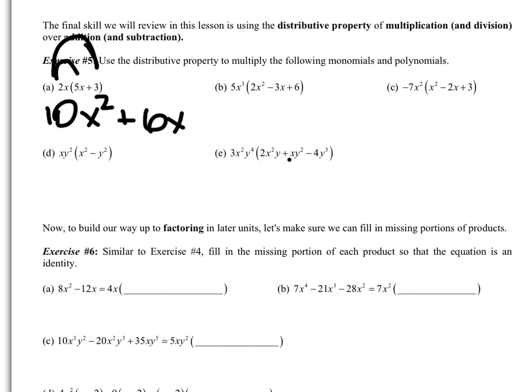We can even do a problem like this next example where we have 3 terms being multiplied by that binomial. There could be any number of terms on the inside. This 5x cubed can just be multiplied by any number of different terms that we might have. So 5x cubed times 2x squared is 10x to the 5th. 5x cubed times negative 3x would be negative 15x to the 4th. And 5x cubed times 6 would be 30x cubed.